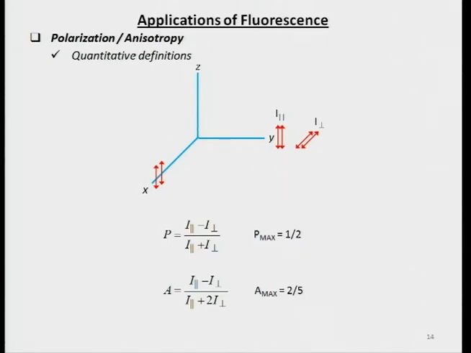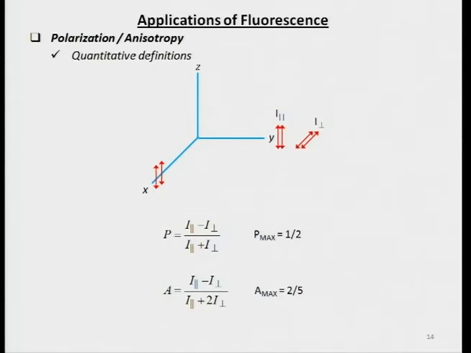And these are simple definitions. So if the light is incident in this particular direction, if this is the plane of polarization that is selected, and we measure light in the L-shaped geometry, this is the parallel intensity and this is the perpendicular intensity. Finding these two intensities, this is the total intensity, that gives us the polarization. As you can see, the maximum value is going to be approximately half.